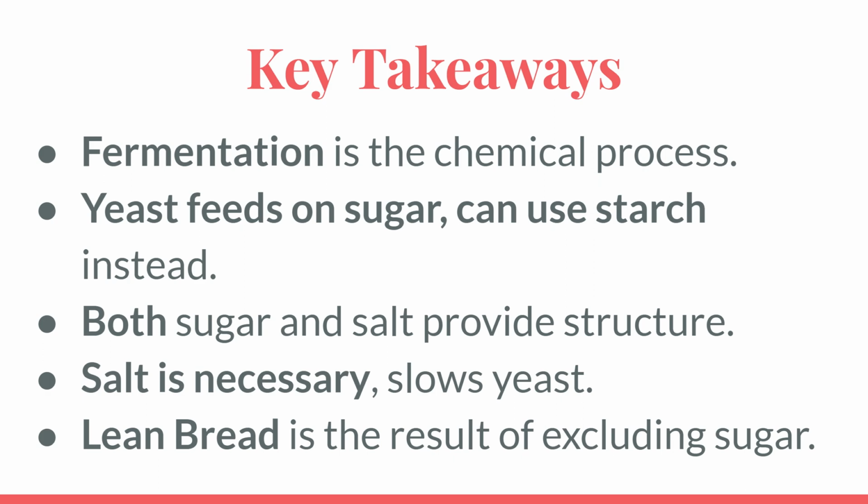These are some of the key takeaways you need to get from this experiment. To start, fermentation is a chemical process that occurs. Second, yeast feeds on sugar. However, when there is no sugar present, it can use starch instead. Next, both sugar and salt provide structure to the bread. Next, salt is necessary. It slows the yeast down. And finally, lean bread is a result of excluding sugar from the process.